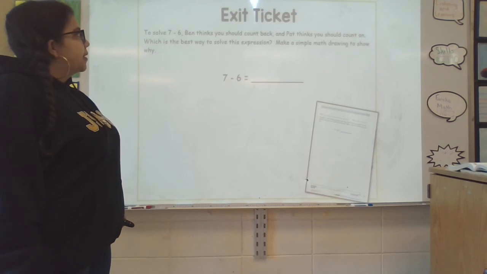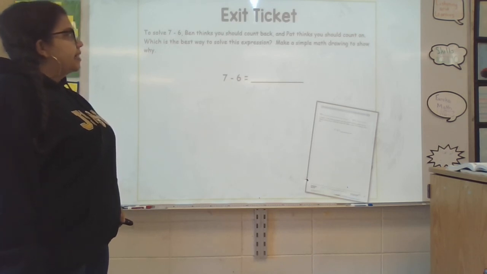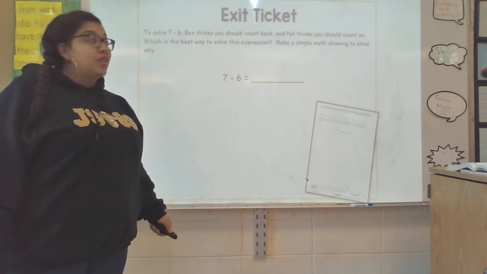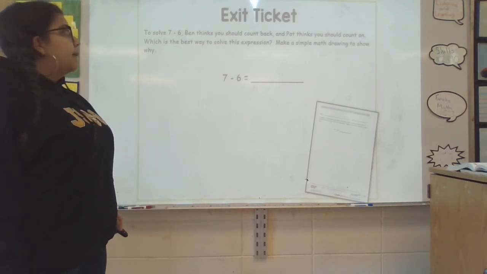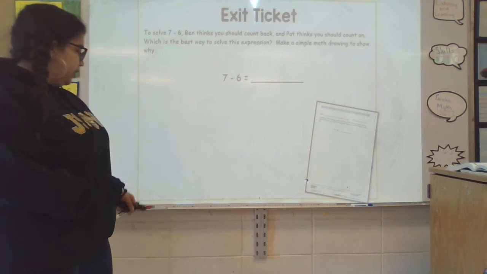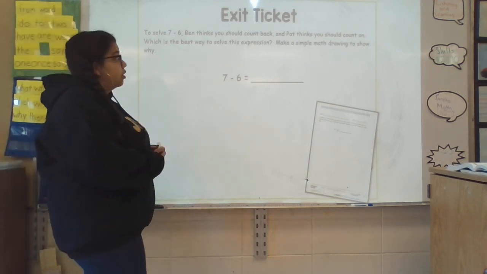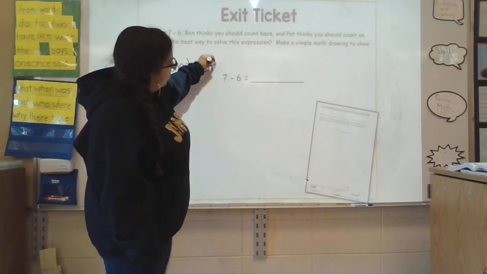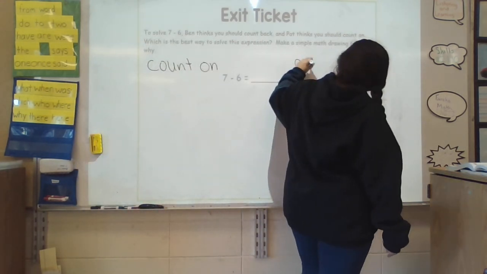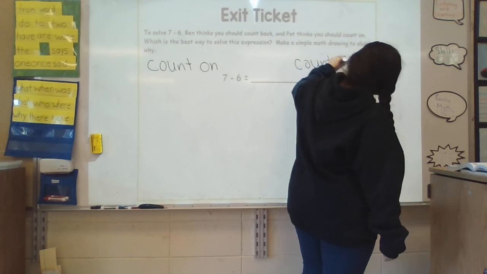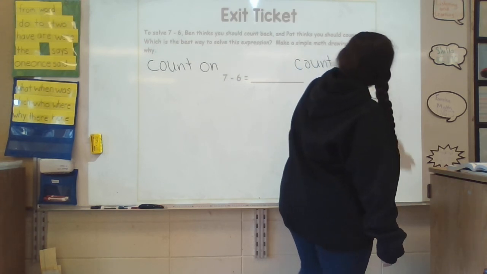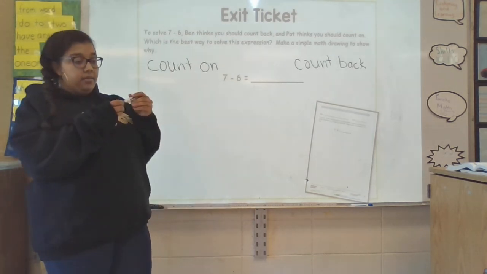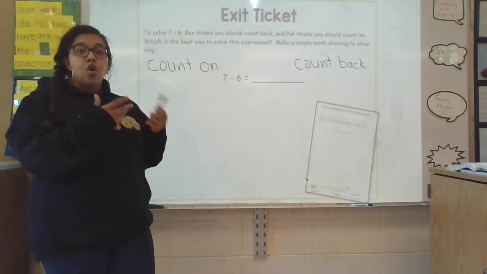And in this one it says, Ben thinks you should count back, Pat thinks you should count on. Which is the best way? This is an opinion question. You need to indicate your opinion. Make a math drawing to show why. So you're going to need to write your answer. You're going to need to write count on if you pick that, or count back if you picked that. So pick one and show why.